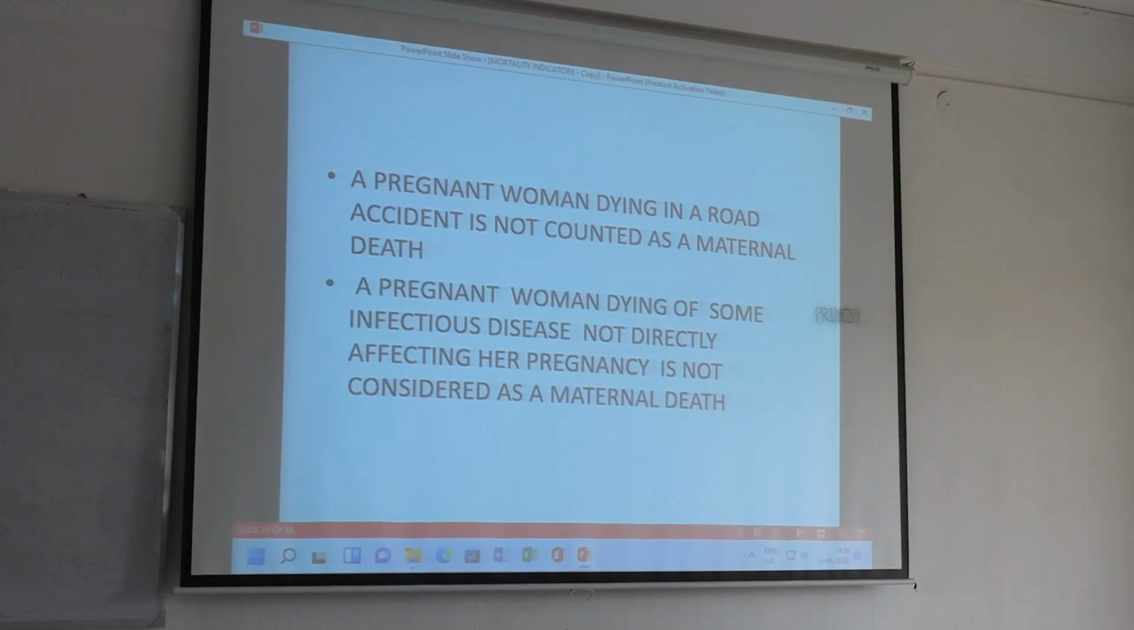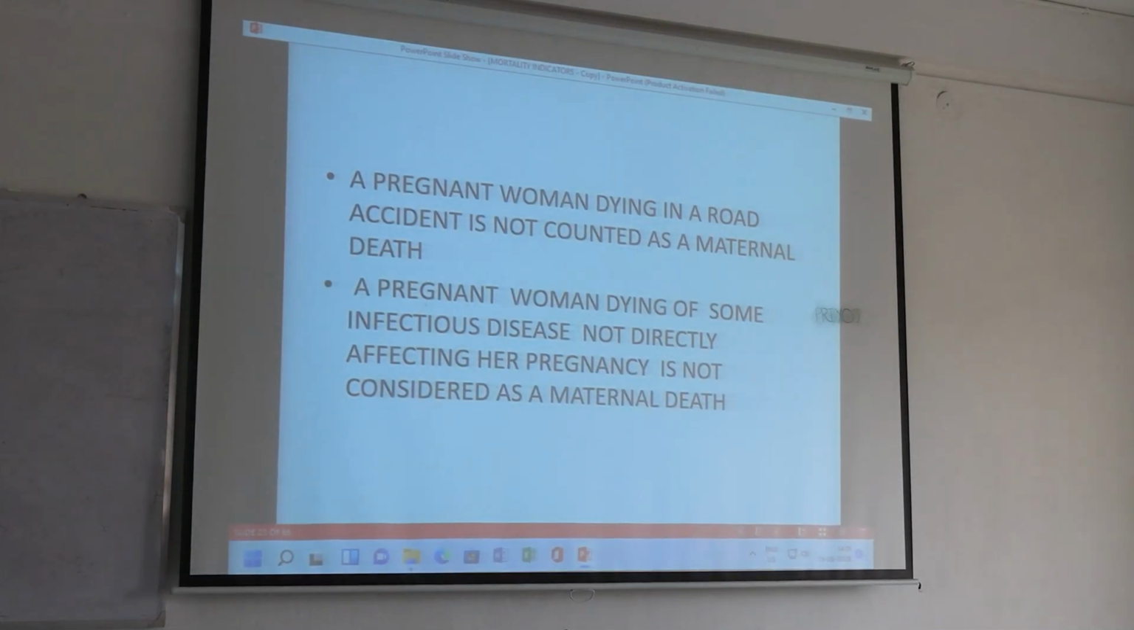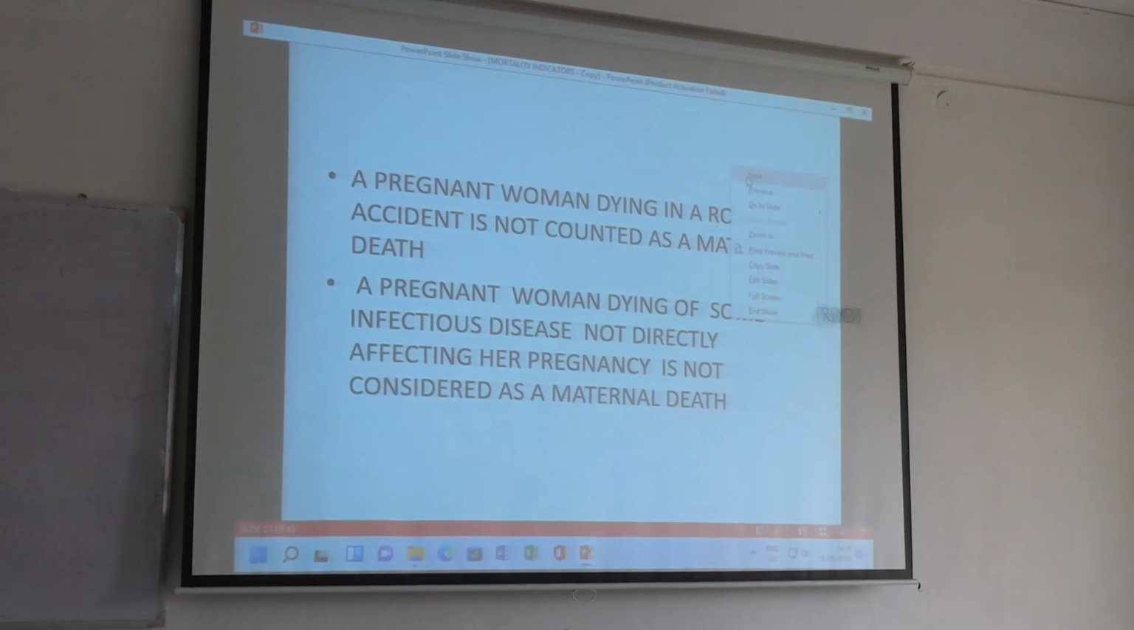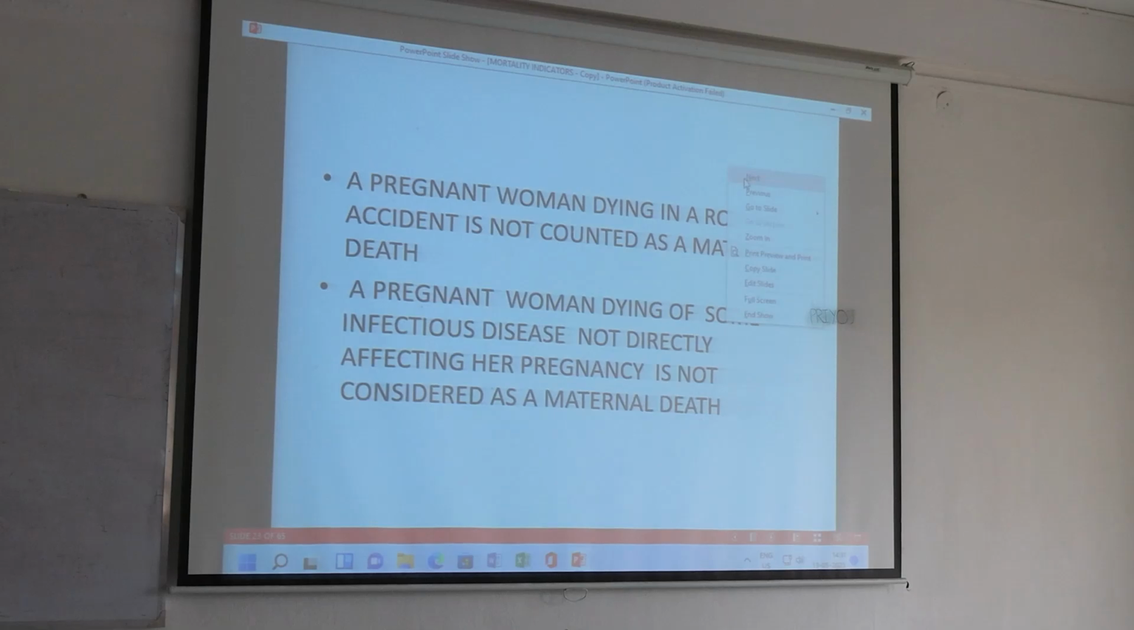That will not be considered maternal risk. Why? Because it is not affecting her pregnancy directly. Similarly, a woman dying in a road accident is not considered maternal risk.